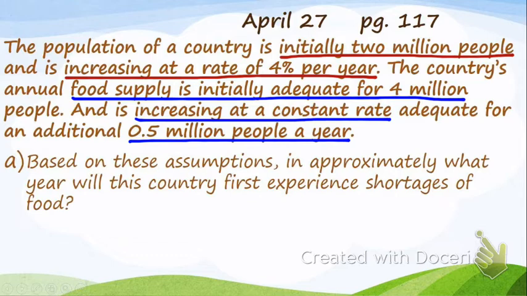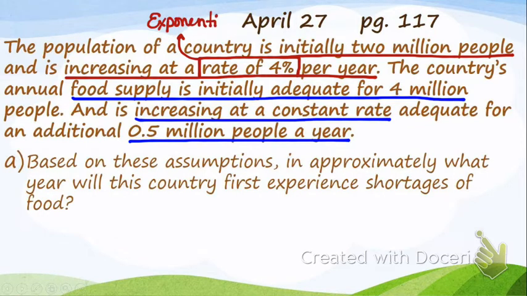If I'm thinking about the population, 2 million people right now, it's increasing at a rate of 4% each year. What kind of function are they describing? An exponential function. Whenever we see things increasing at a rate that is a percent, it is exponential.